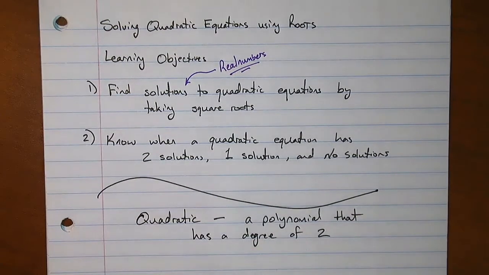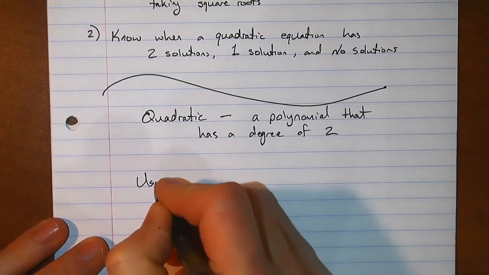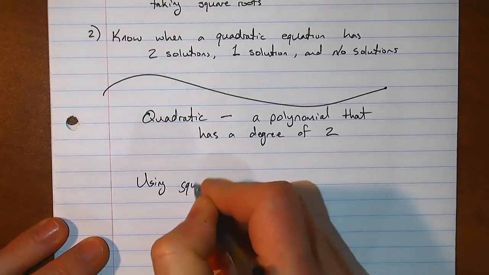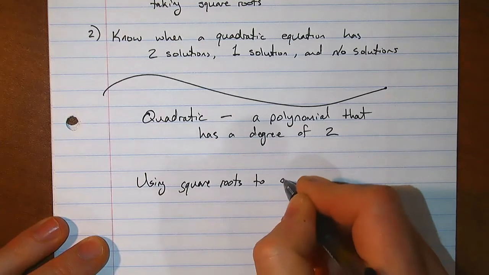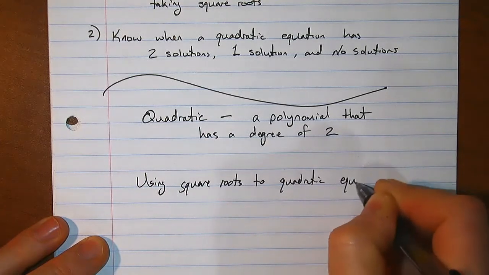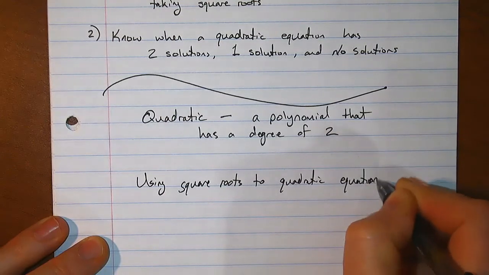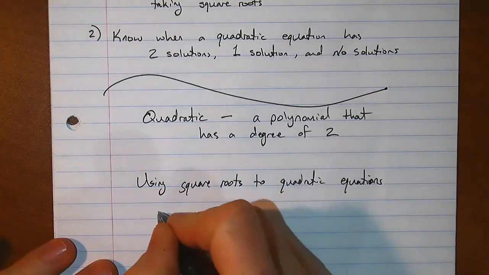Now, with the problems that we're going to look at today, almost none of them, a couple will be, but almost none of them will be in standard form. This first method that we're going to learn, the method using square roots, that method to solve quadratic equations works best when it's not in standard form.